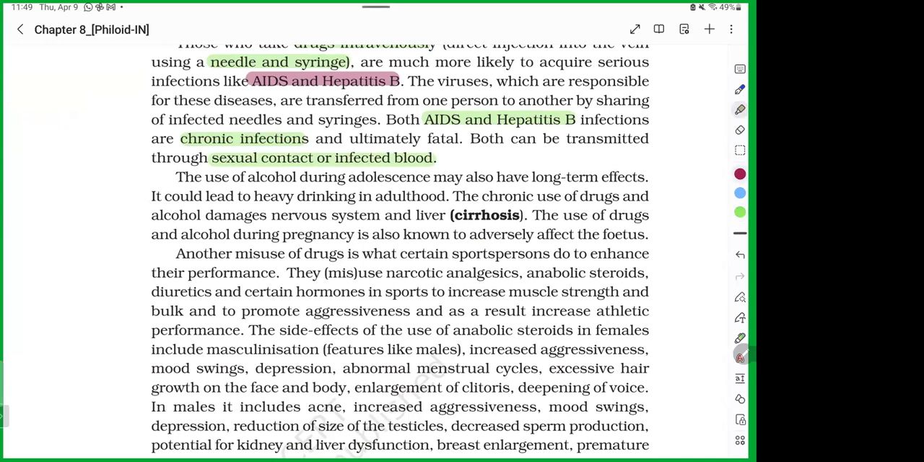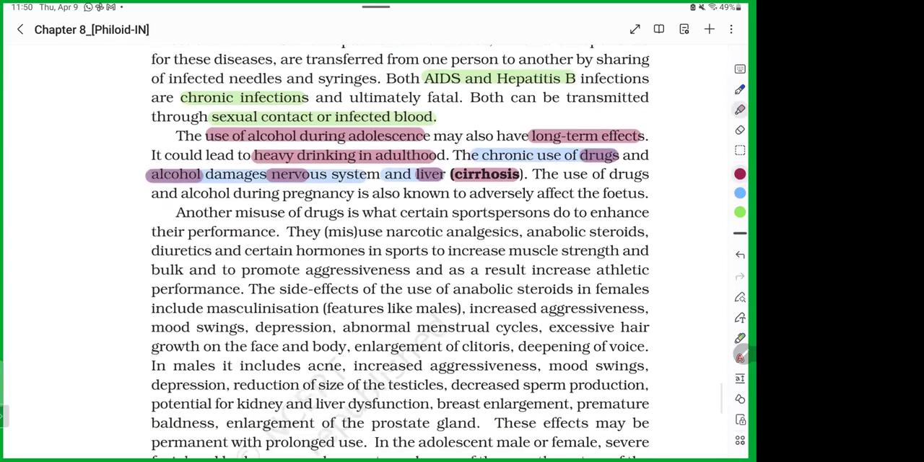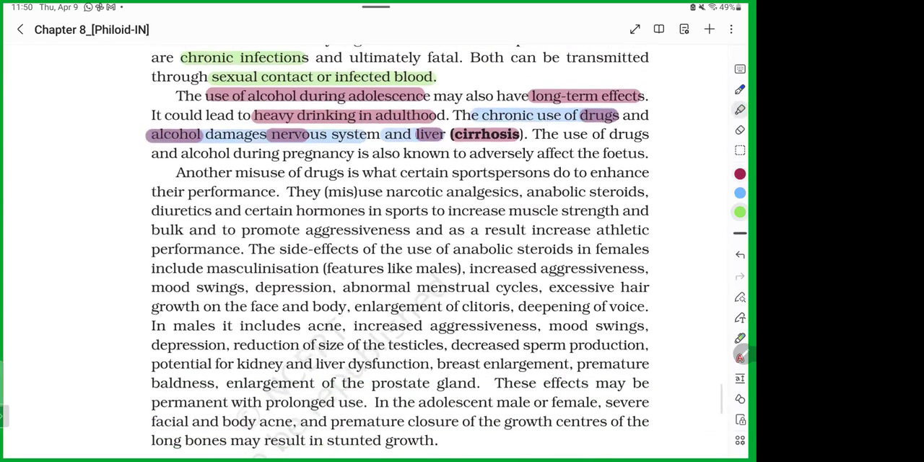If we use alcohol during adolescence, it may have a long-term effect and lead to heavy drinking in adulthood. And long-term use of drugs and alcohol damages the nervous system and liver. This is known as cirrhosis. Very important: both affect the liver and nervous system. Second, it can happen because of drugs and alcohol both. It can affect pregnancy also. During pregnancy, there can be adverse effects.